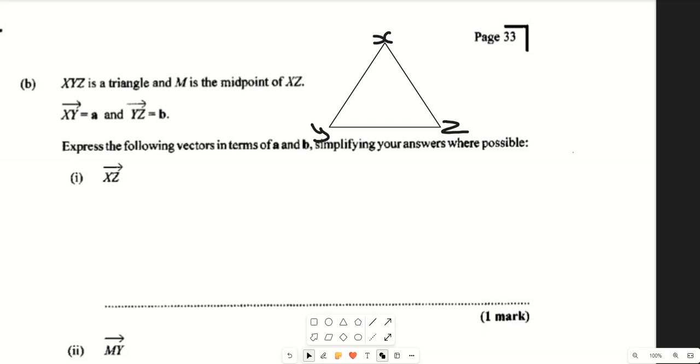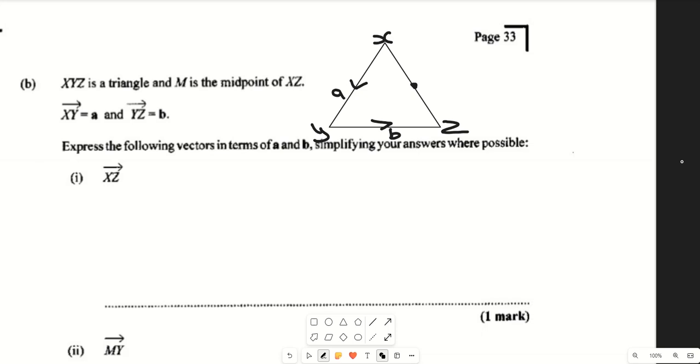It's just for you to visually see, right? Don't draw these sides all equal, because we don't know what sides are equal and what sides are just visually for you to see. They said XZ is the midpoint. So M is right here, the midpoint there. They said that XY, so going from X to Y is A, and going from Y to Z is B. So it's just for you to see, right?